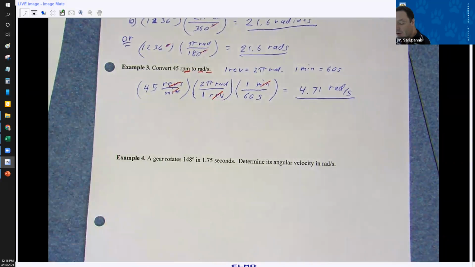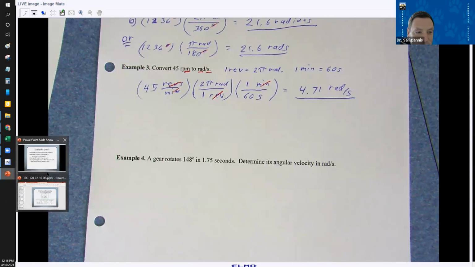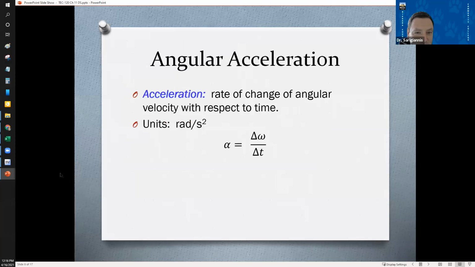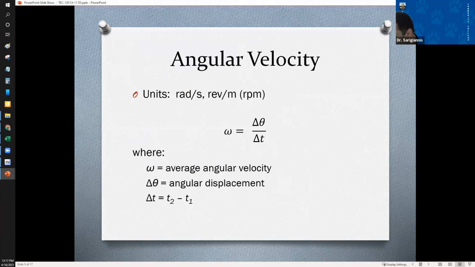A gear rotates 148 degrees in 1.75 seconds. Determine its angular velocity in radians per second. So this is using, look at the angular velocity here. Right, what's its angular displacement divided by the time? And we're given that information, right? We're given the 148 degrees and we're given the 1.75 seconds.